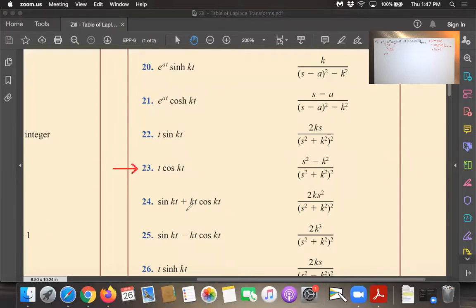The Laplace transform of t times cosine of 2t turns out to be (s squared minus k squared) over (s squared plus k squared) quantity squared. So k is equal to 2 in our case, and I think I'll write that transform down just from the table.